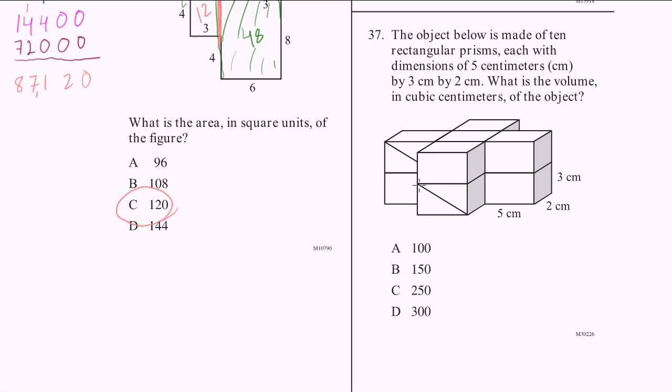I think these things are really just to throw you off. So what is the volume of each of these little boxes right there? Its volume is 5 times 2 times 3. 5 times 2 is 10, times 3 is 30. So each has 30 cubic centimeters. And how many of these are there in this structure?